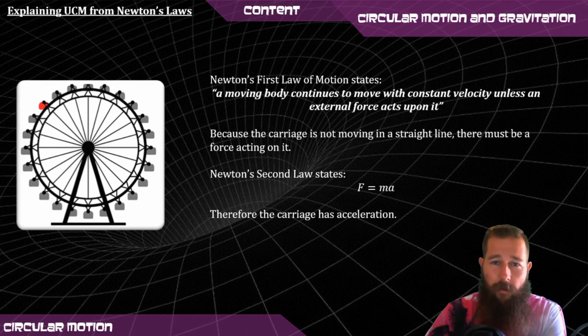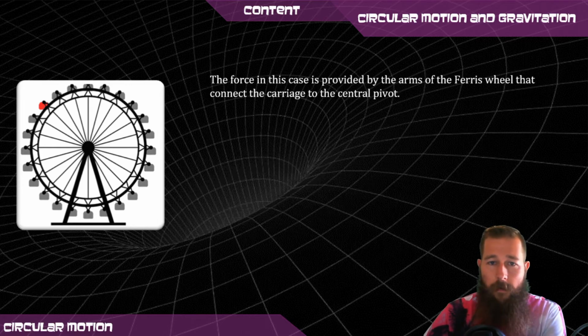So now we're going to look at uniform circular motion according to Newton's laws. Newton's first law states that a body will continue to move in a straight line unless a force acts upon it. Because the carriage is not moving in a straight line, it means that there's a force acting upon it. And with Newton's second law giving the relationship between force and acceleration, it means that the carriage in this example, or the object, has acceleration. Now, in the case of the Ferris wheel, the force is provided by the arms of the Ferris wheel that connect the carriage to the central point.